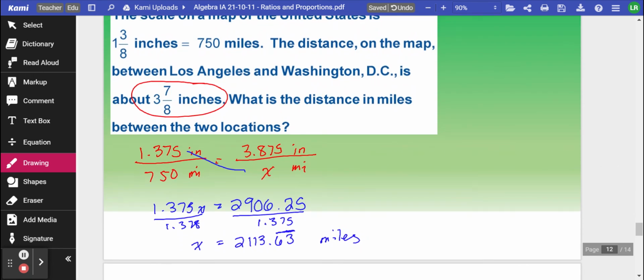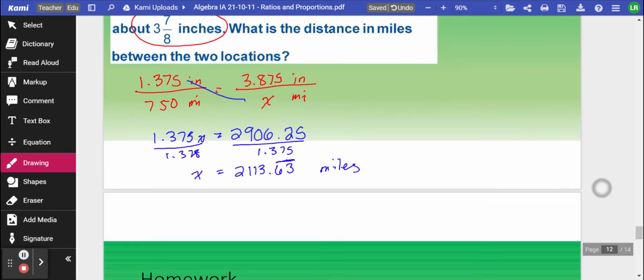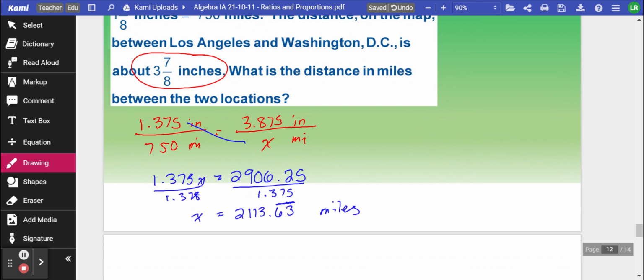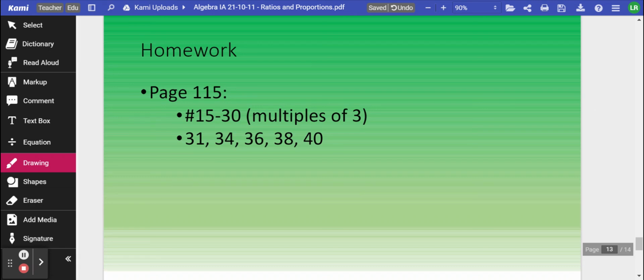All right. You are going to have some homework here. I'll double check this math here. Just give me 1 second. Make sure I typed in these numbers right. Yes, I did. Okay. Now, your homework is in your book.